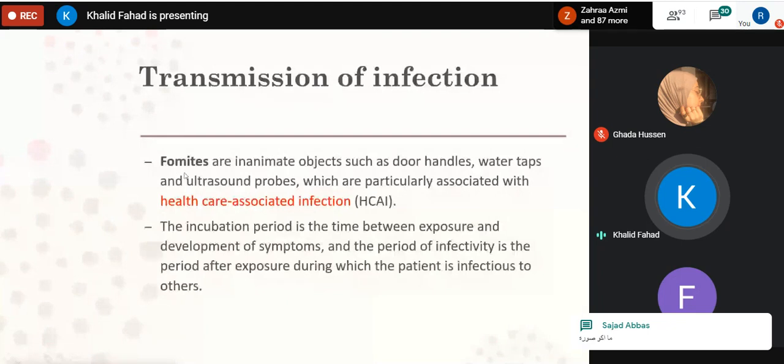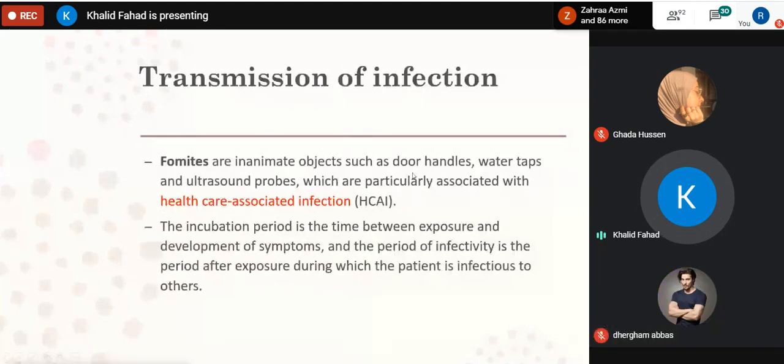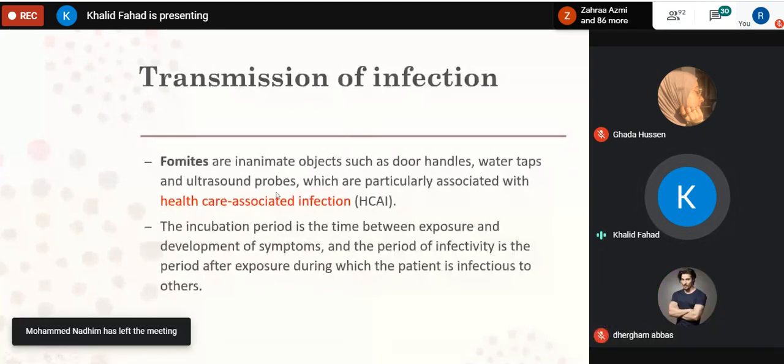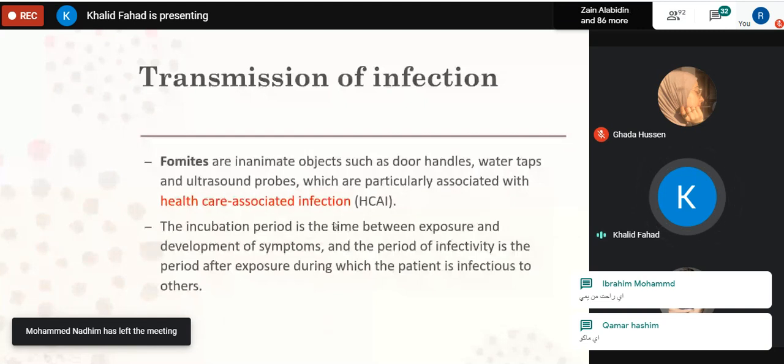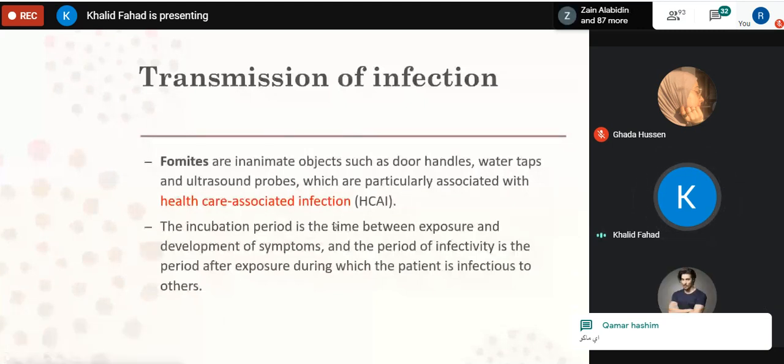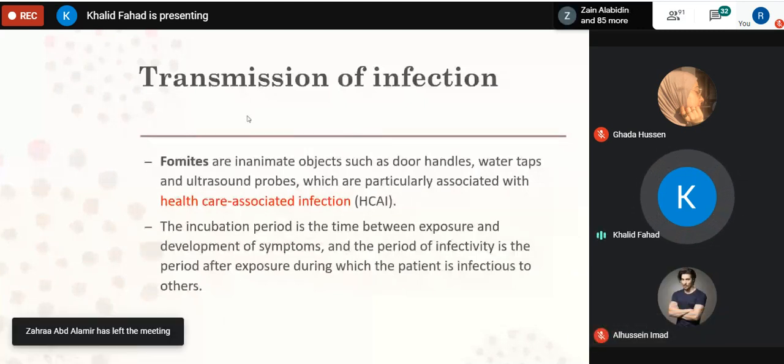What do you mean by fomites? Fomites are inanimate objects such as door handles, water taps, and ultrasound probes, which are particularly associated with healthcare-associated infections, which means infections that occur inside the hospital or healthcare setting.